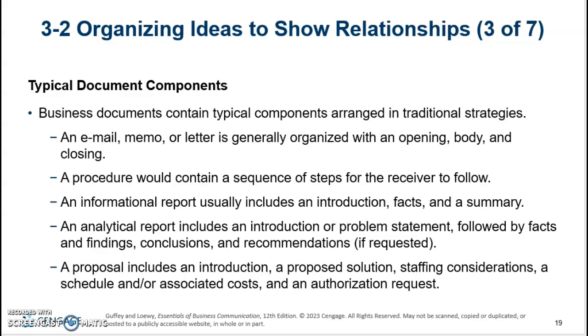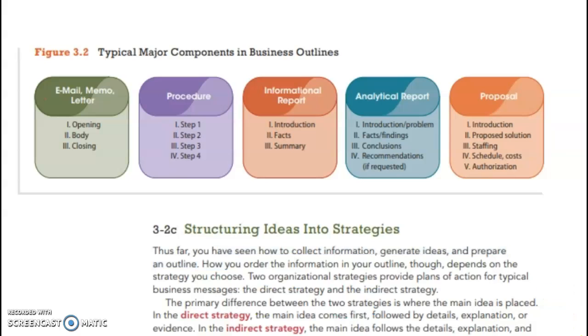So business documents contain typical components that are arranged in traditional strategies. Your textbook discusses the format for these different documents. And I really like this figure in the textbook because it's showing you the typical components in business outlines. You have email, memos, and letters. For those, you usually just have an opening, body, and a closing. But if it's more of a procedure you're explaining, you're going to break those down into steps.